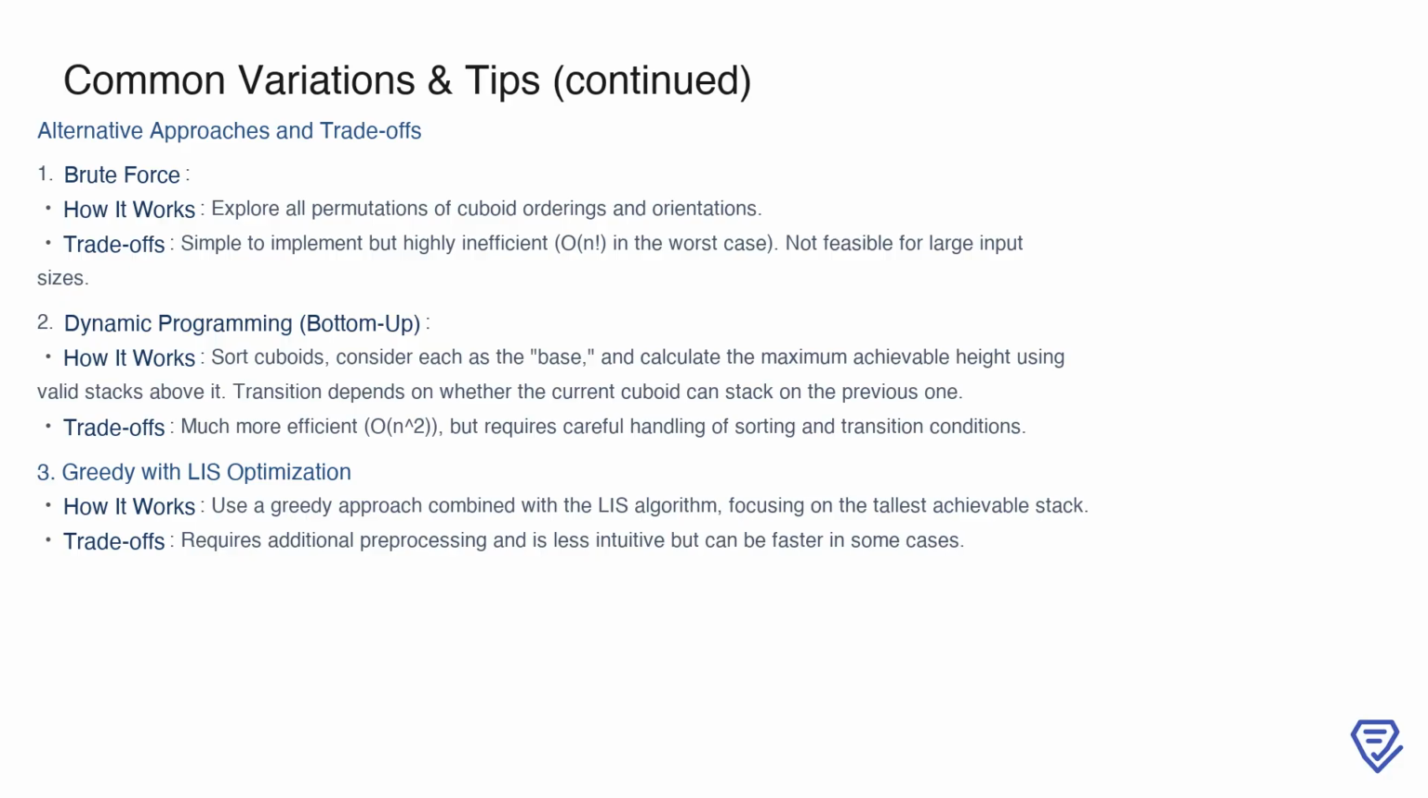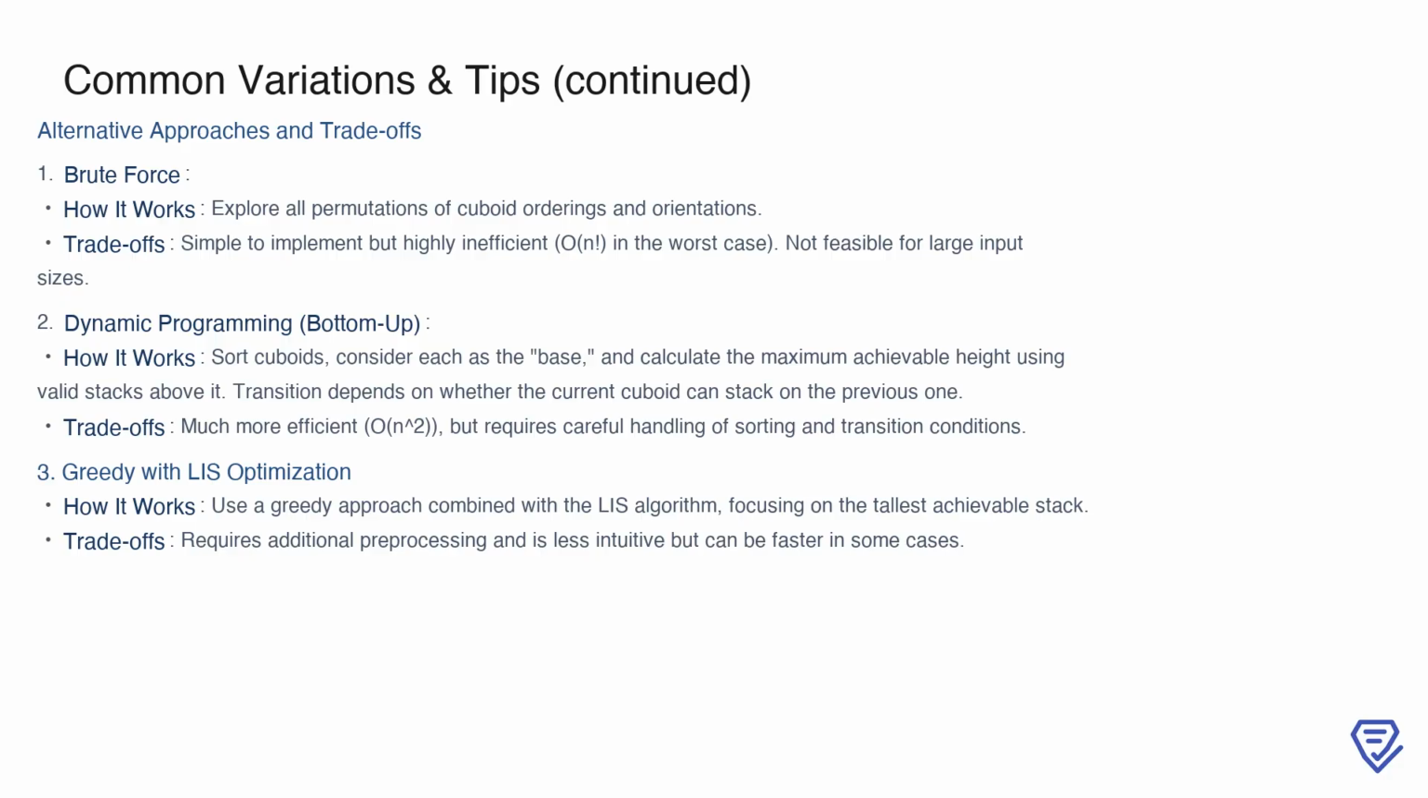A brute force approach would explore all possible permutations of cuboid orderings and orientations. While this method is simple to implement, it's highly inefficient, with a factorial time complexity that makes it impractical for large inputs. A more effective solution uses bottom-up dynamic programming. Here, you sort the cuboids, treat each as a potential base, and calculate the maximum height achievable by stacking valid cuboids on top. This approach is much more efficient, with a time complexity of O(n²), but requires careful attention to sorting and transition conditions.